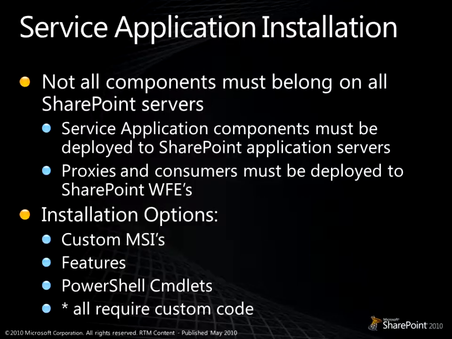For installation, there are a few different options to choose from. You can deploy your service application using custom MSIs, solution packages, or even PowerShell commandlets. Or actually, commandlets can be used for registration, but not for deployment itself. If you use solution packages, you could, for example, write a farm scope feature which automatically installs the functionality as part of the solution deployment to a farm. Since farm scope features are activated by default when the solution package is deployed, your service application would be automatically registered.